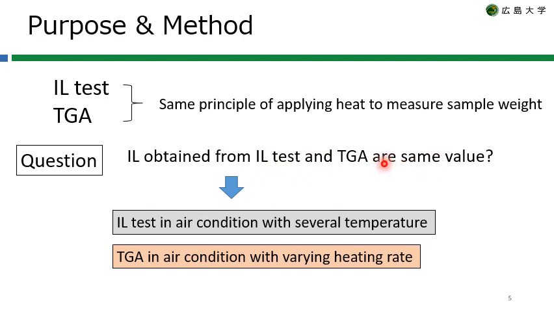So I conducted two experiments. One is the IL test in air with several temperatures. The other is TGA in air with varying heating rate. In this study, I compared these results using the same sample.